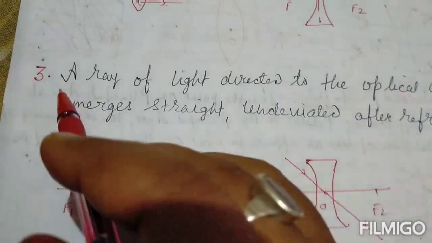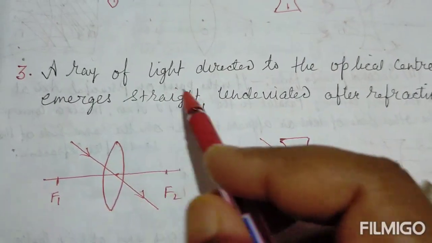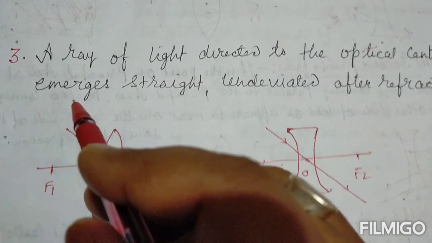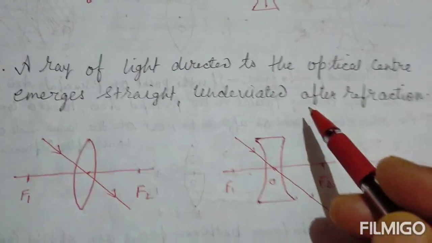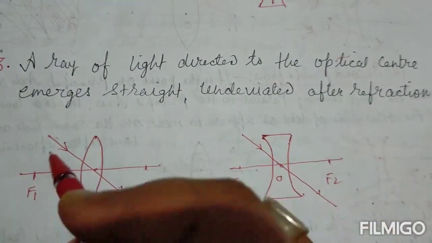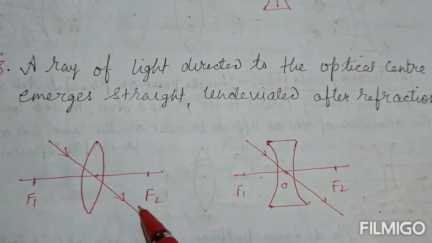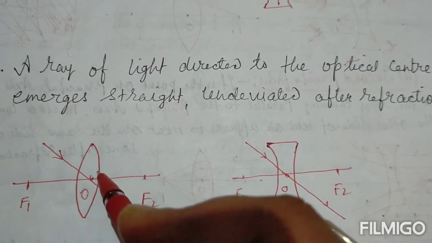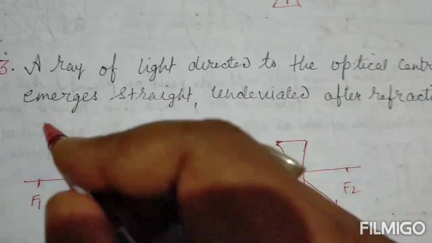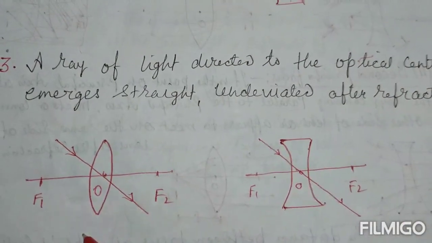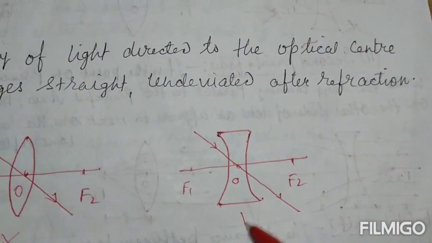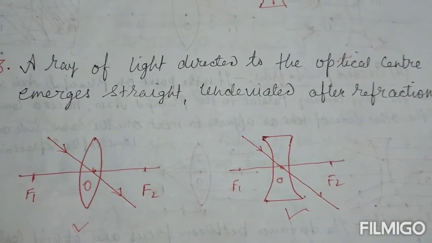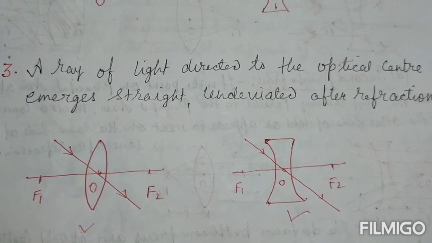And the last and third type of ray, a ray of light directed to the optical center, emerges straight, undeviated after refraction. It means the ray of light which passes through the optical center of the lens will not deviate, it will pass undeviated in case of a convex lens and in case of a concave lens also. So these are the three special types of rays which we will use in ray diagrams of image formation.